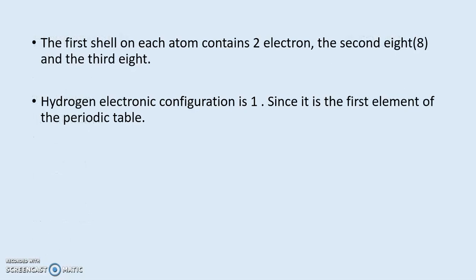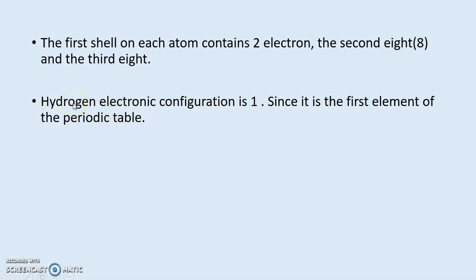Now, when we're looking at an atom, we have to identify certain key things first in order to come up with its electronic configuration. Now, the first shell of an atom contains only 2 electrons. That is the maximum amount of electrons that shell can hold. So either 1 or 2, but it cannot pass 2. The second shell contains 8 electrons and the third 8. So you can't go beyond 8 electrons, and that's how you will be able to determine the electronic configuration.